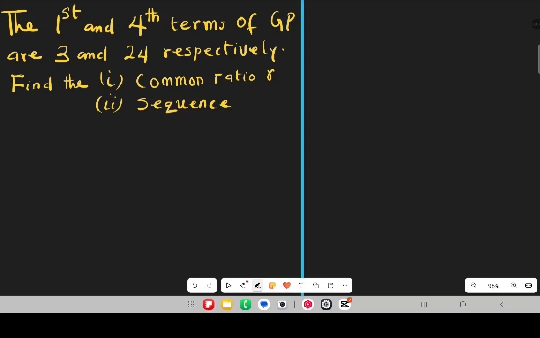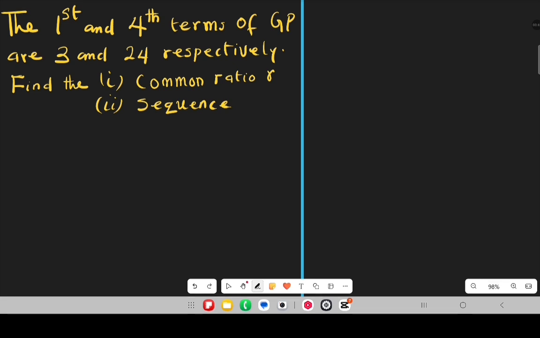Today I'm going to show you how to find a sequence given terms of the sequence. Solution. We take question 1. The first and the fourth term of a GP are 3 and 24 respectively. Find (I) the common ratio r and (II) the sequence. Solution.